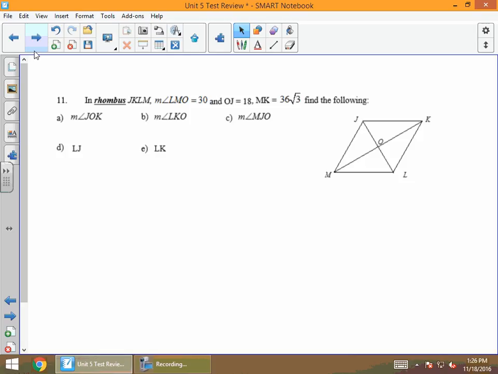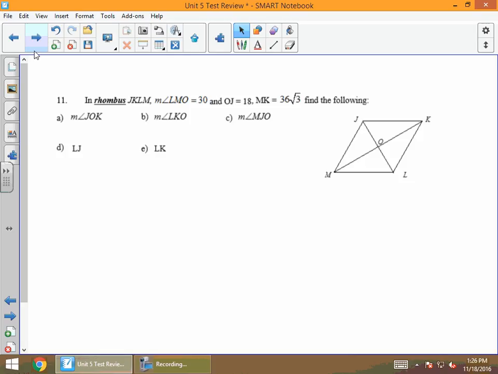Moving on to the other shape. We have the old rhombus. The rhombi. So in rhombus JKLM, measure of LMO is 30. OJ is 18. MK is 36 radical 3. Find the following. Again, I've got information, I have a blank picture. I should plug it in, label it.